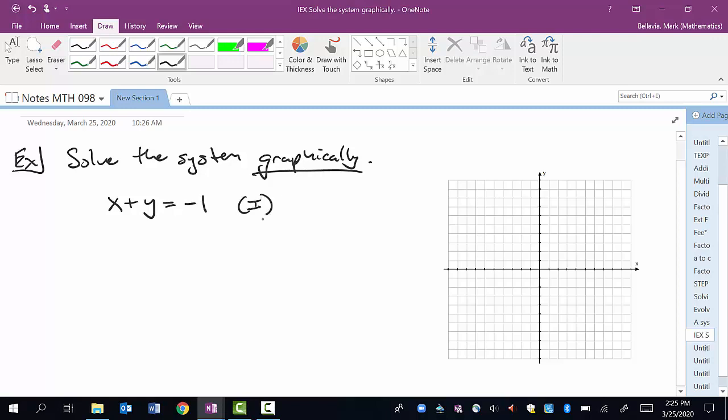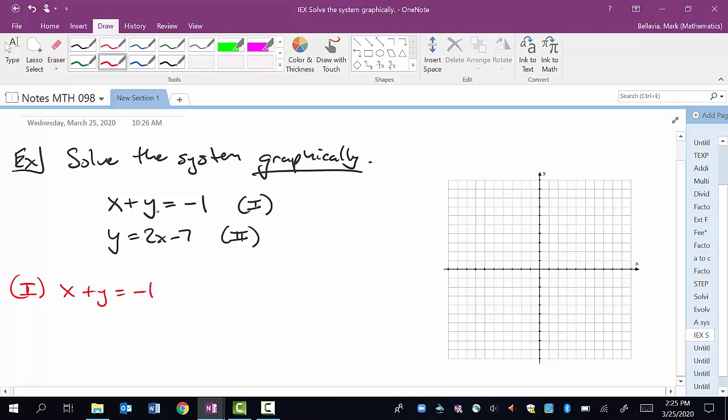I'll label this equation 1. And the second one we have is y equals 2x minus 7. I'll label this equation 2. And now to graph the lines, the easiest thing to do first is to get both lines into the y equals mx plus b form, because that's the easiest way to graph. You could graph them in other ways if you know other ways of graphing, but for equation 1, I have x plus y equals negative 1, that's what I had originally.